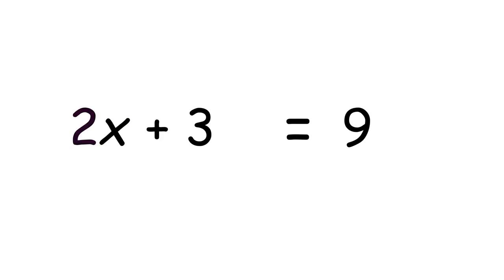Our x variable has a coefficient, a number by which it's multiplied. In this case, we have 2 times x. Then we have a couple of constants, a 3 and a 9.